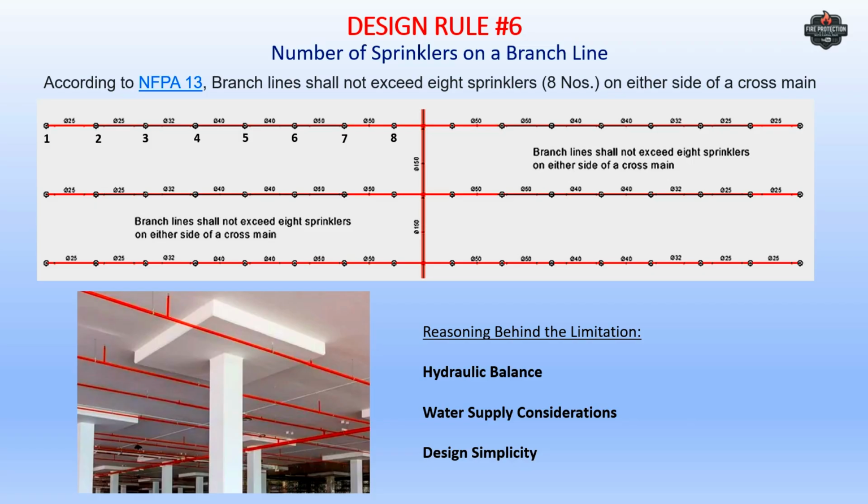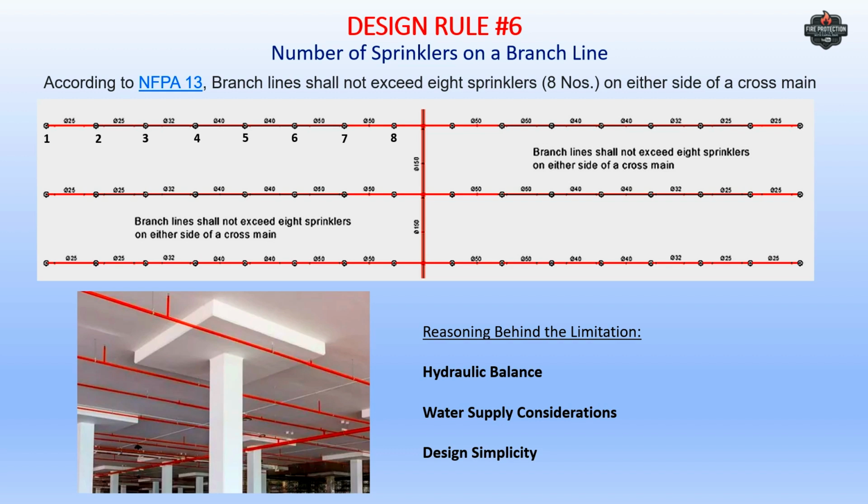Now let us start design rule 6, number of sprinklers on a branch line. Suppose you got the civil plan and you have distributed sprinklers on the whole area by following the previous design rules 1 to 5. Now you want to connect each sprinkler with a branch line. According to NFPA 13, a branch line shall not have more than 8 sprinklers on either side of a crossmain. So this means that each branch line connected to a crossmain can have a maximum of 8 sprinklers on one side and 8 on the other, making it 16 sprinklers on a branch line.